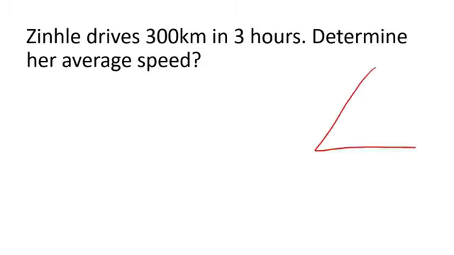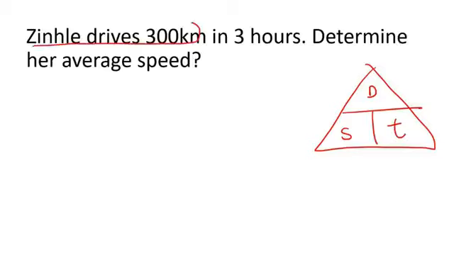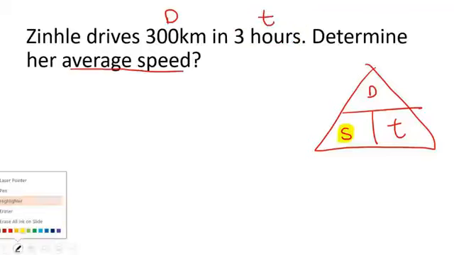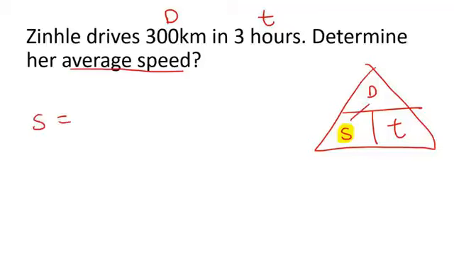So let's just draw our triangle quickly. D, S, T. And okay, so it says that Zieschle drives 300 kilometers. So that is a distance in 3 hours. That is a time. Determine her speed. Okay, so we're looking for speed. So speed is equal, now have a look at this. The distance is at the top and the time is at the bottom. So we can say d over t. So we can then say that speed is equal to, now the distance is 300 and the time is 3 hours. So we're going to get an answer of 100.